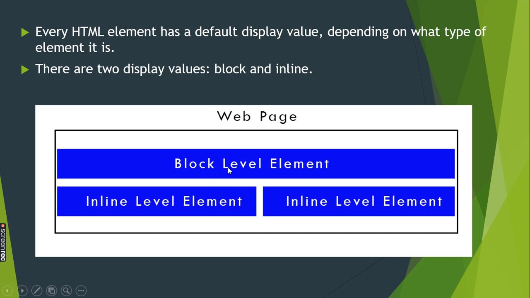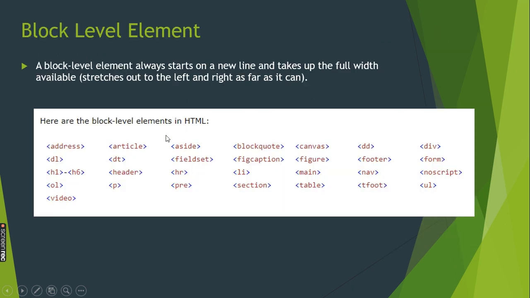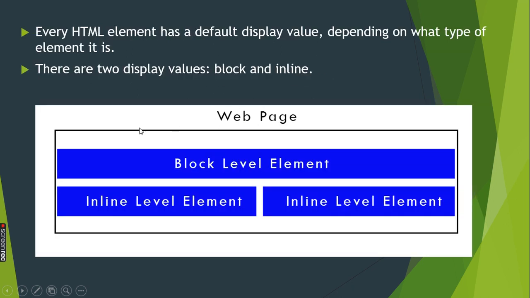So what a block level element does is, if you are taking a block level element, it will capture the entire horizontal space or width of the web page. Or any container. Suppose instead of this web page, it's a div tag. So within the div tag also it will capture the complete horizontal space.